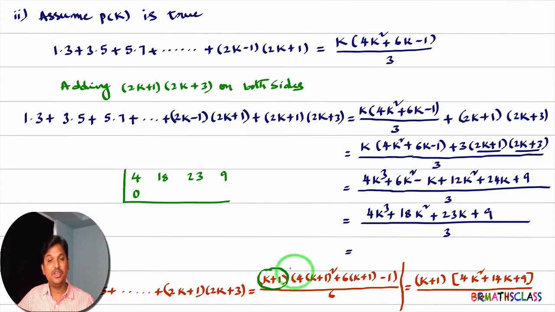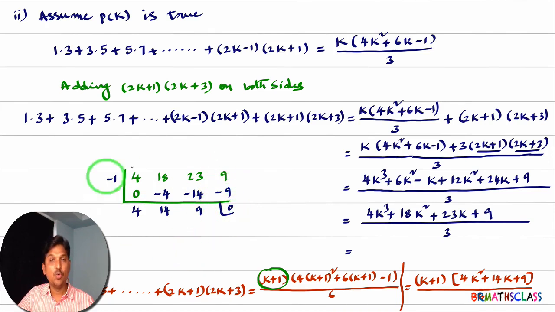You observe this P of k plus 1. As I need k plus 1 here, what I'll do? I'll put minus 1. Now 4 plus 0 is 4. Minus 1 into 4 is minus 4. 18 minus 4 is 14. Minus 1 into 14 is minus 14. 23 minus 14 is 9. Minus 1 into 9 is minus 9. Minus 9 plus 9 will get cancelled.